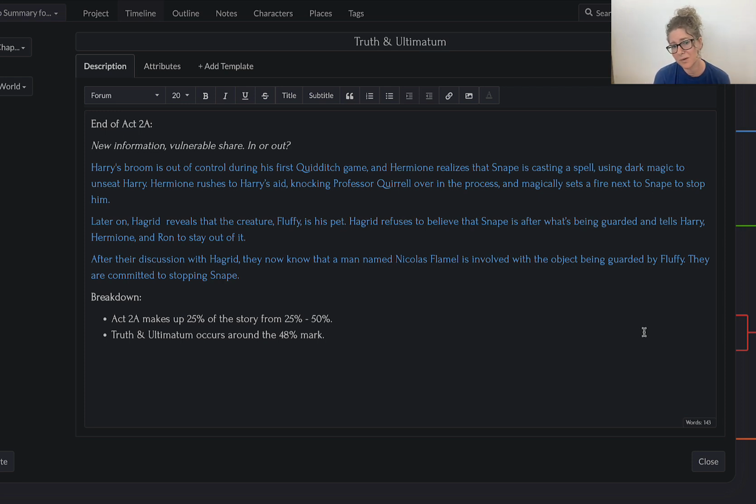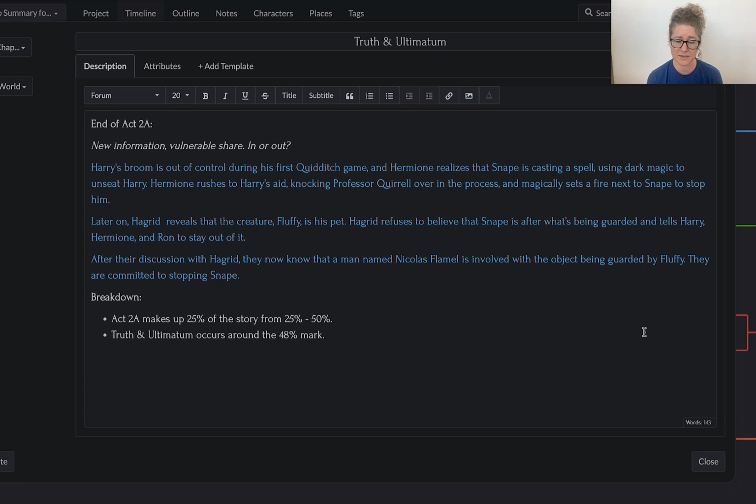Harry's broom is out of control during his first Quidditch game, and Hermione realizes that Snape is casting a spell, using dark magic to unseat Harry. Hermione rushes to Harry's aid, knocking Professor Quirrell over in the process, and magically sets a fire next to Snape to stop him. Later on, Hagrid reveals that the creature, Fluffy, is his pet. Isn't that just a great name, by the way, for this three-headed monstrosity?